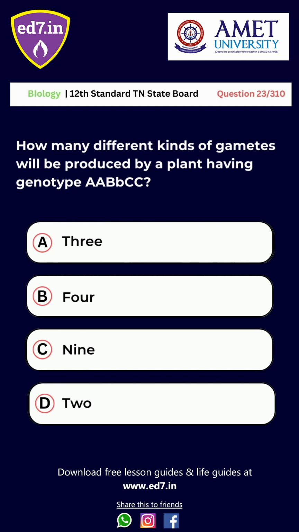Question number 23. How many different kinds of gametes will be produced by a plant having a genotype capital A, capital B, small b, capital C? The options are A, 3, B, 4, C, 9, D, 2. And the right answer for this question is option D, 2.